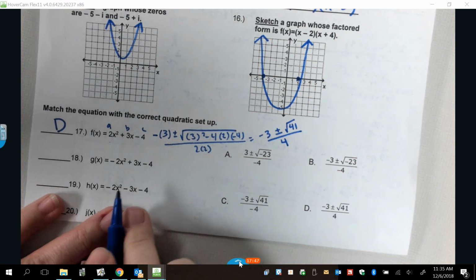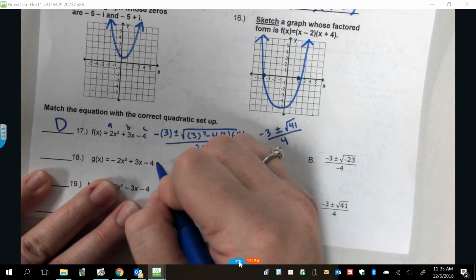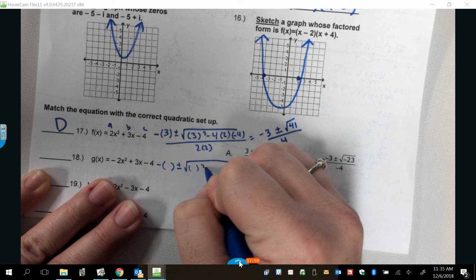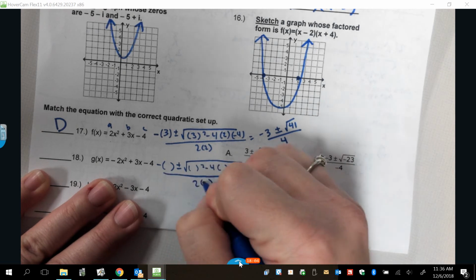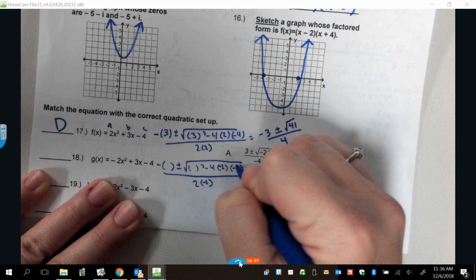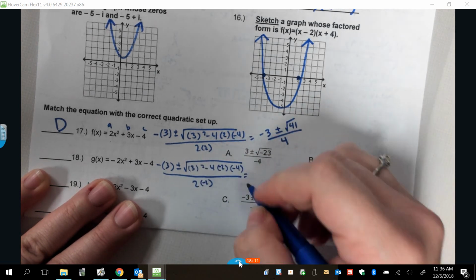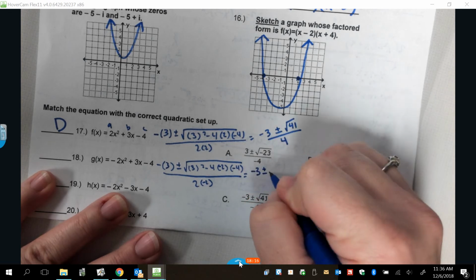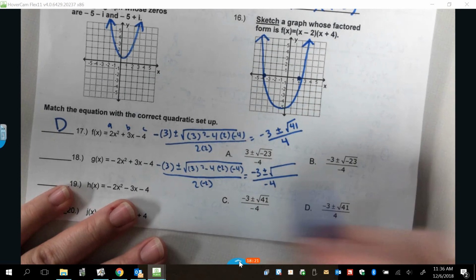Okay. Here, I have negative B plus or minus the square root of B squared minus 4 times A times C, all over 2A. So A is -2, and B is +3. So again, I have a -3 plus or minus the square root of something over -4. I want you to realize that we have to type that in the calculator.